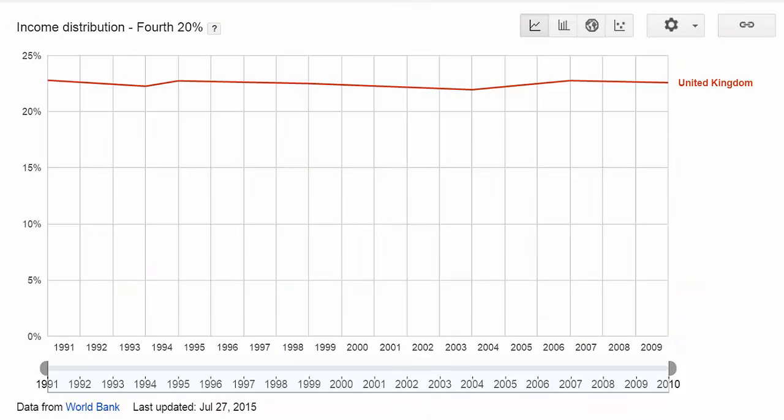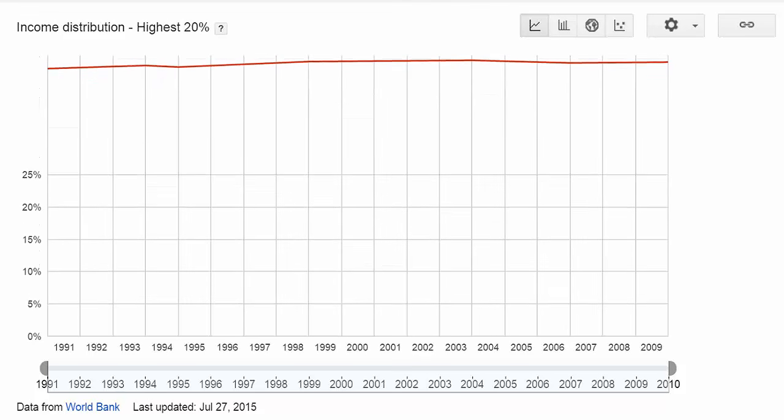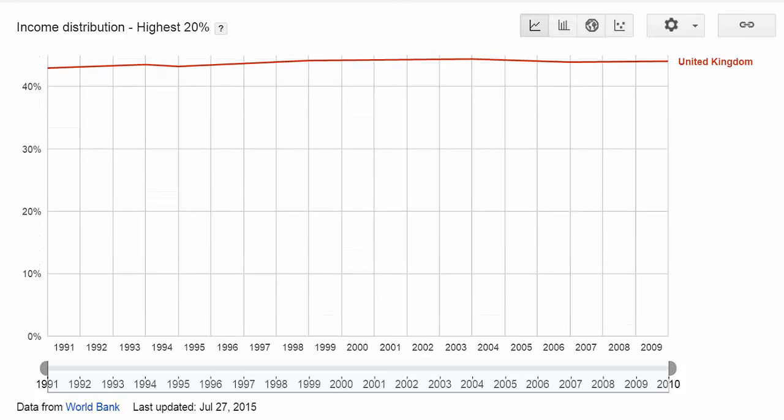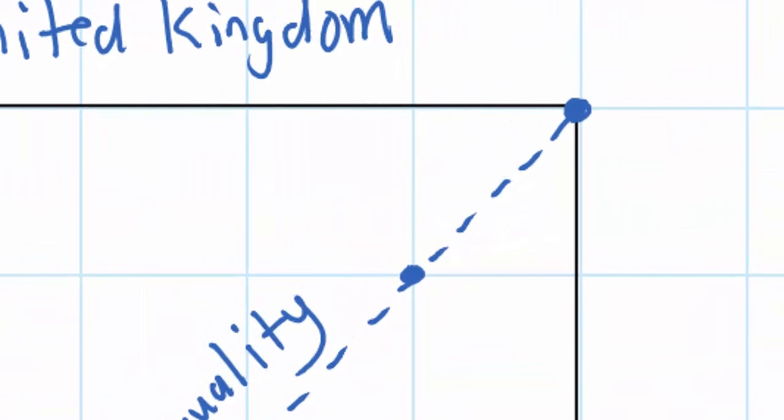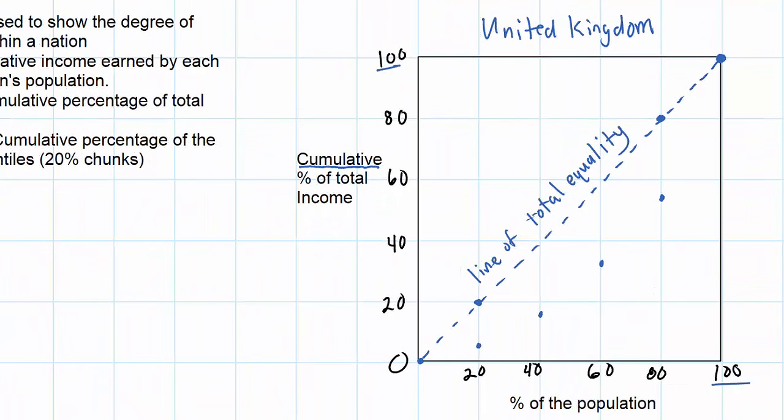As you can probably predict, the richest 20% of British households earn a disproportionately large share of British income, coming in at around 44%. I can add this to the 55 or 56% earned by the poorest 80%, and that brings me all the way up here to the upper right hand corner of my graph, where 100% of the population earned 100% of the income. Now I have all the data I need to plot my Lorenz curve, and to do that all I have to do is connect these dots.